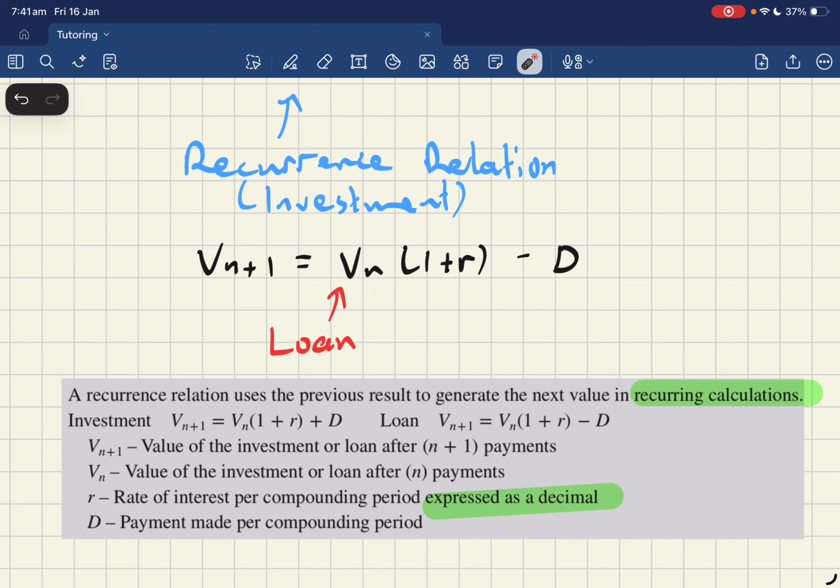So in the next video, we're going to do some practice questions to do with our annuities as recurrence relations.